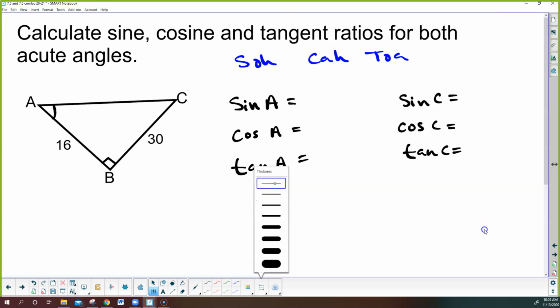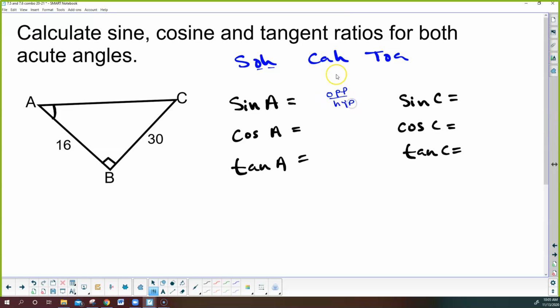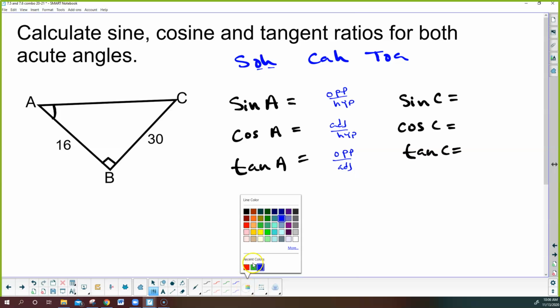The tiny problem is I know what sine is, right? Sine is the opposite over the hypotenuse. I know what cosine is. It's the adjacent over the hypotenuse. And I know what tangent is. That's TOA, opposite over adjacent.